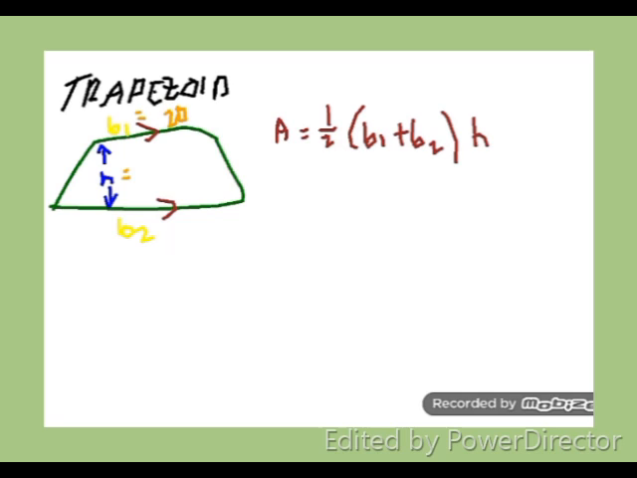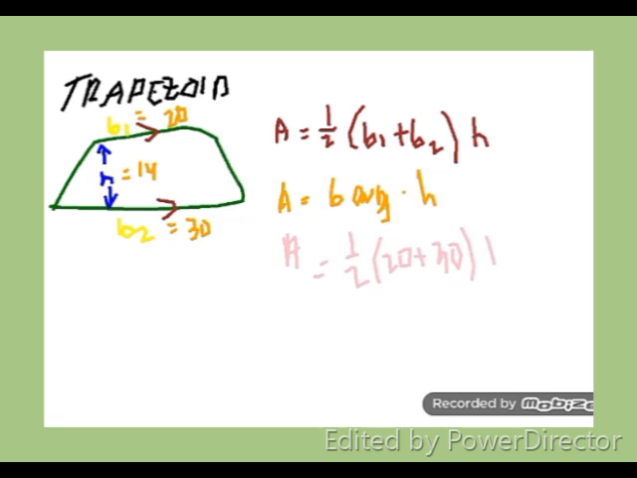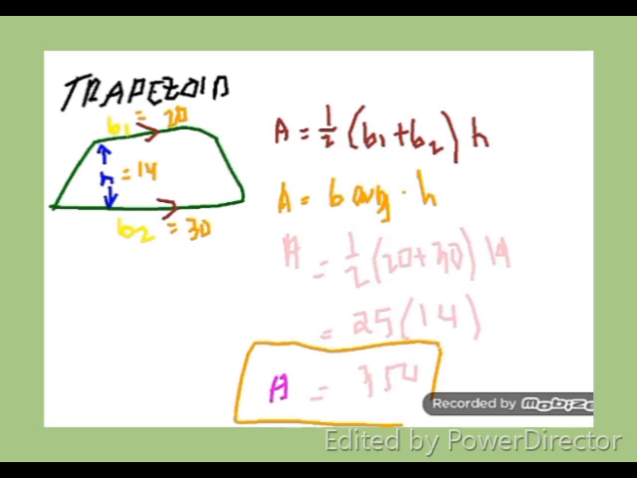If B1 is 20, the height is equal to 14 and the B sub 2 is 30. Substitute nyo lang yung value. 1/2, yung magiging area niya is the B average times height. So, the area is 1/2 times 20 plus 30 times 14, the height. 20 plus 30 over 2 is 25 times 14. 25 times 14 is 350. Ayun na yung area ng trapezoid mo. Ganun lang siya kadali.